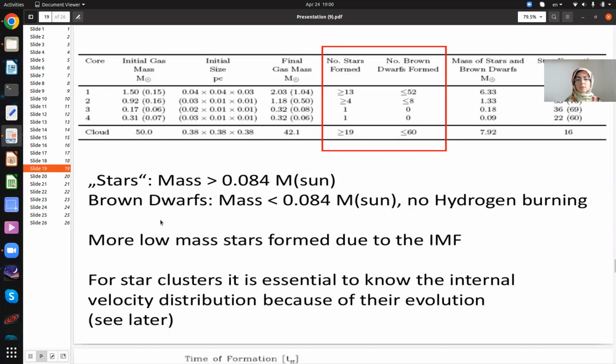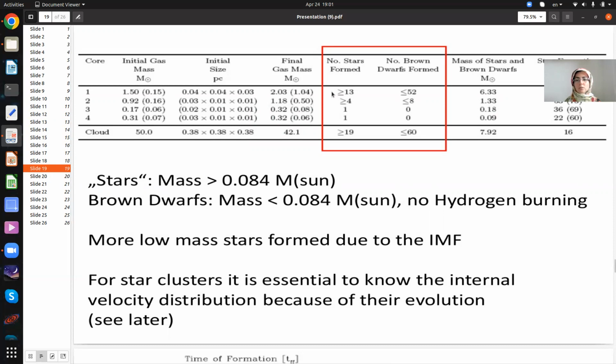Here you see the star's mass is larger than 0.084 solar mass. Brown dwarf mass is less than 0.084 solar mass. It has no hydrogen burning. We have more low mass stars formed due to the initial mass function. For star clusters, it is essential to know the internal velocity distribution because of their evolution.